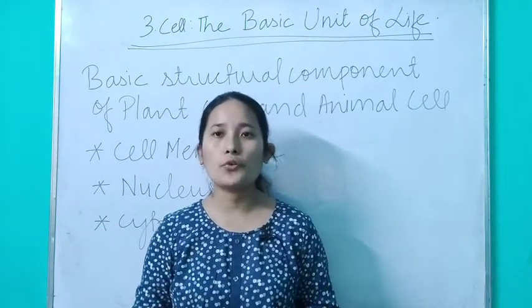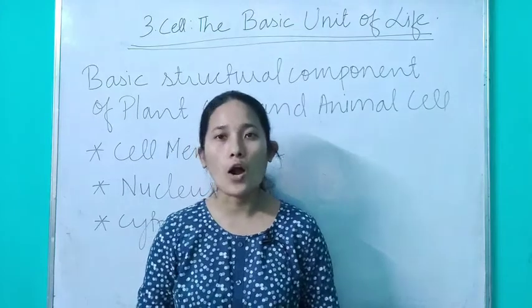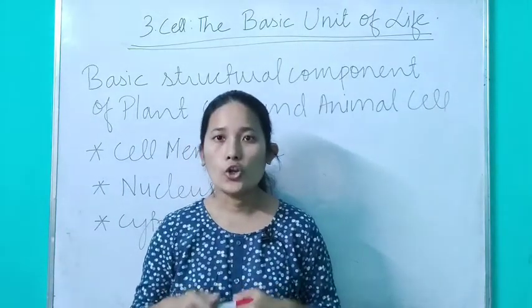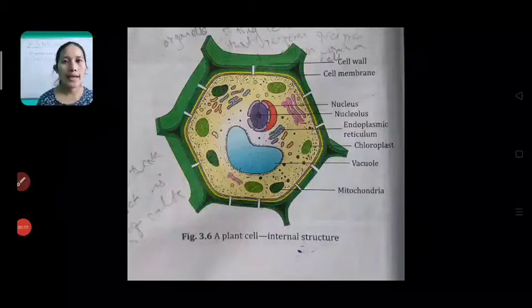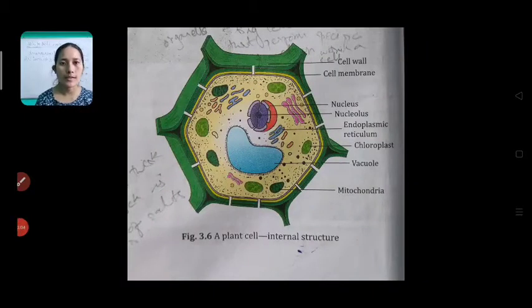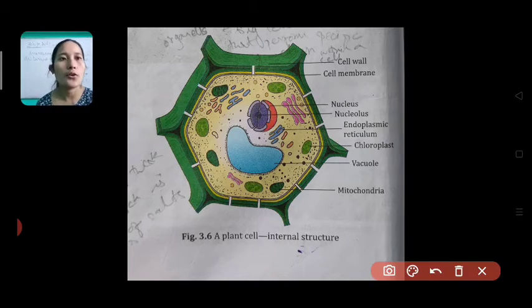First, let me give you an overview of how plant cell and animal cell look. The diagram that's given there is a plant cell. It has two protective membranes. What are those? Those are your cell wall, the outermost membrane, and the cell membrane. These are two protective membranes.